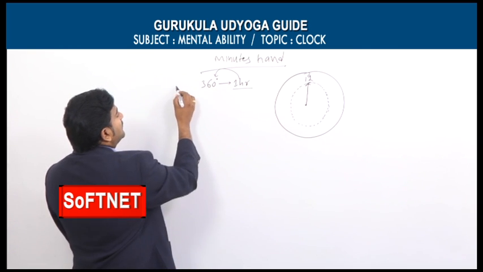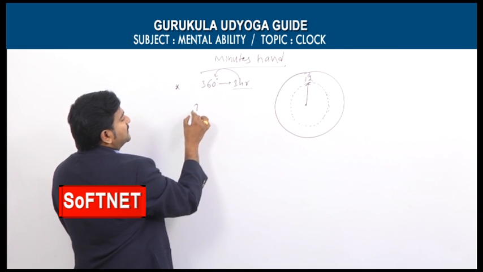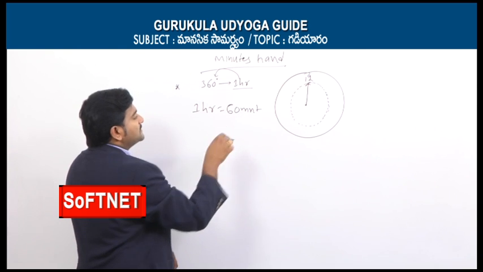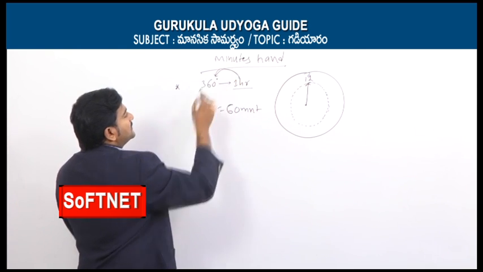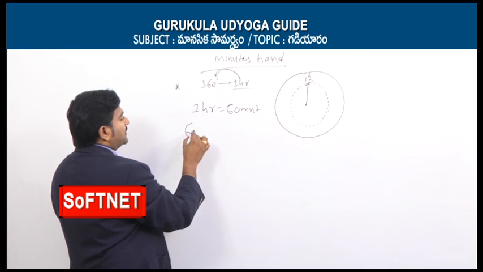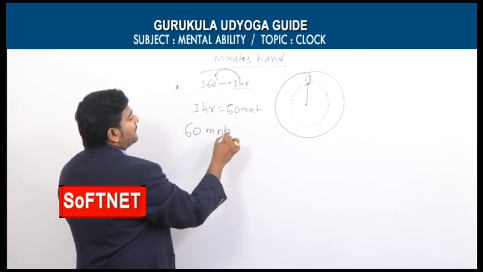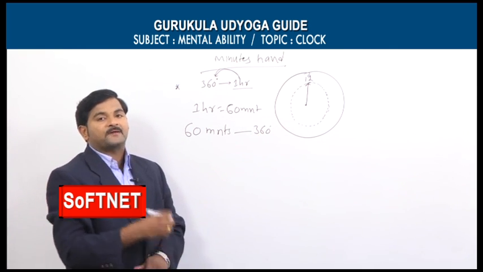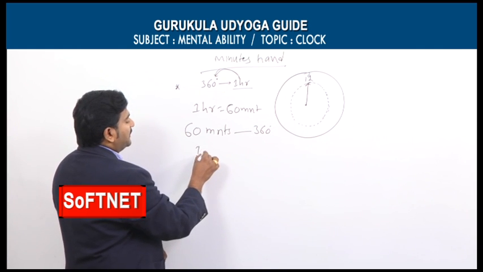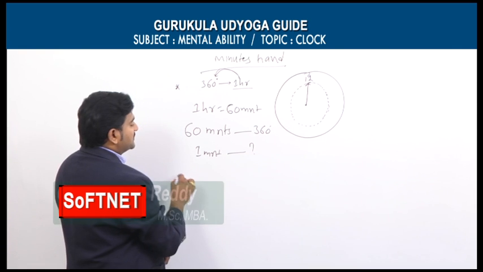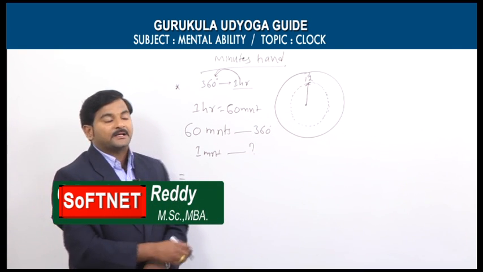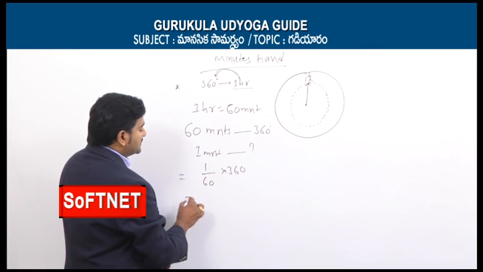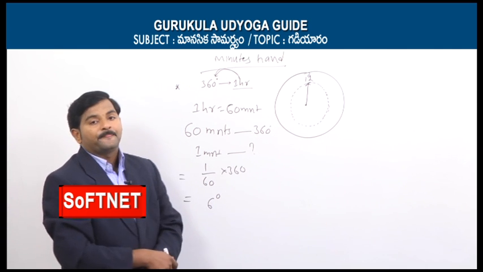Similarly, as we already know, 1 hour is equal to 60 minutes. If the minute's hand can make 360 degrees in the span of 1 hour, it means it makes 360 degrees in the span of only 60 minutes. For 360 degrees in 60 minutes, for 1 minute how much? This is a simple mathematical calculation: 1 by 60 into 360. If you simplify this, how much do you get, my students? This is equal to 6 degrees.